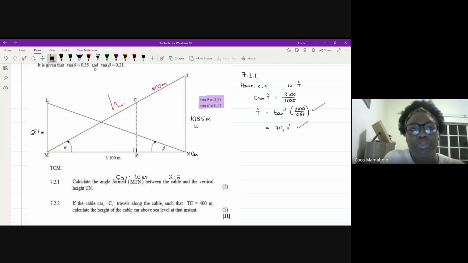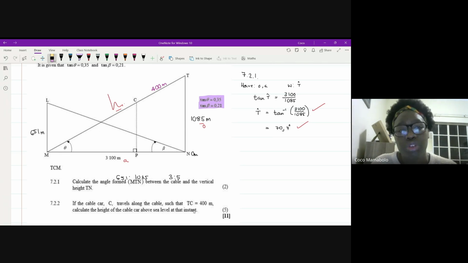We know that MN is equal to 3100. TN is 1085. I can use Pythagoras to calculate for MT. However, it's not just that. I could also use cos, because if I label in terms of theta, I've got my adjacent side, and I'm looking for my hypotenuse. Or I could use sine, because over here I've got my opposite side and I could find the hypotenuse. So either of those methods, or Pythagoras, is going to work.